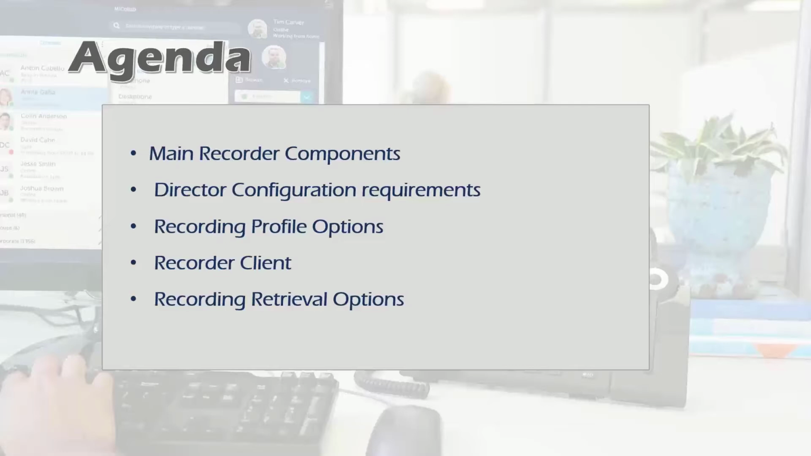Now, in large environments or in geographically dispersed environments, you can have multiple call recorder servers in your configuration to either spread the load or to record calls closer to where those calls are taking place so that they're not being sent across WAN links to other locations. So that's the primary component of the call recorder.